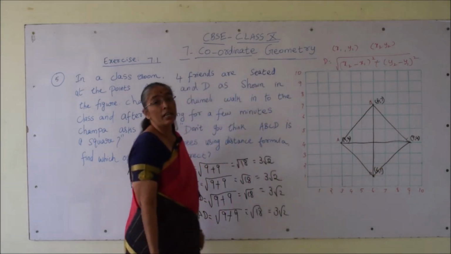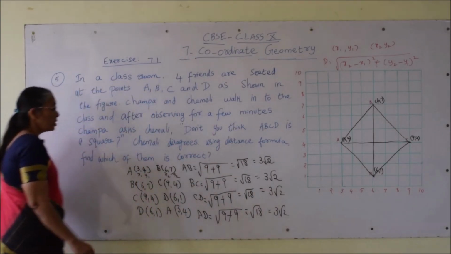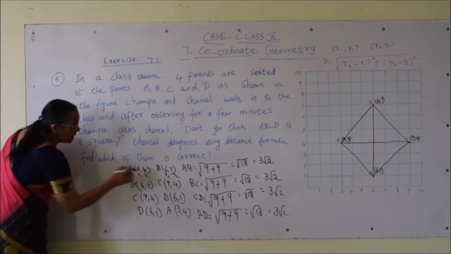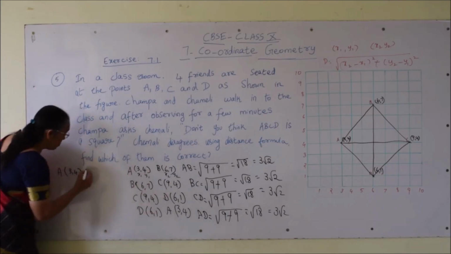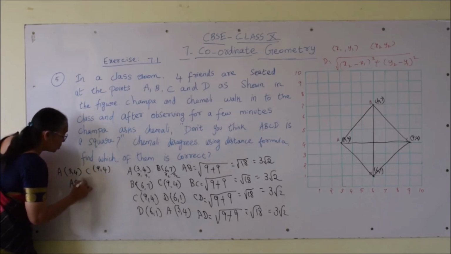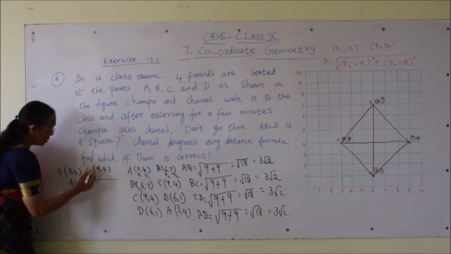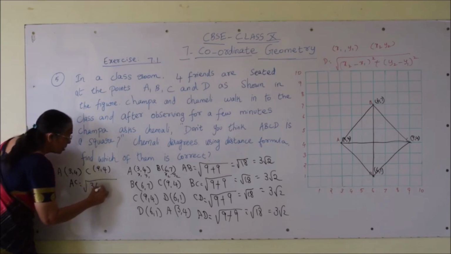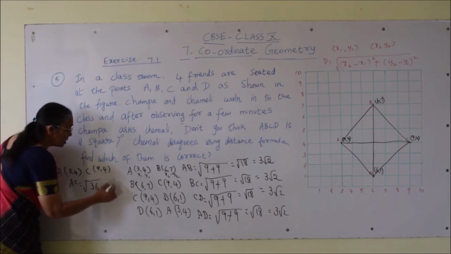If the diagonals are of equal length, then they will form a square. Shall we check? So, the distance of diagonal AC. A point is (3, 4) and C point is (9, 4). So, AC distance is root over (9 minus 3) whole square, which is 6 square, that is 36, plus (4 minus 4) square, which is 0. So, the distance is root 36, which is 6.